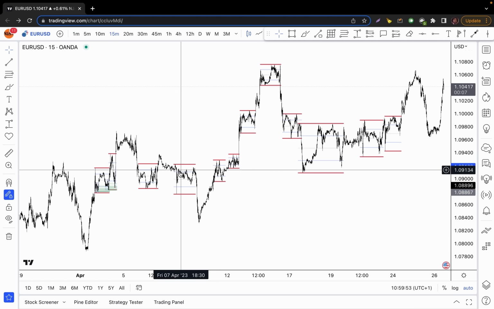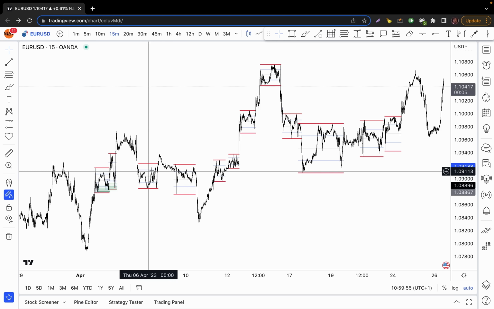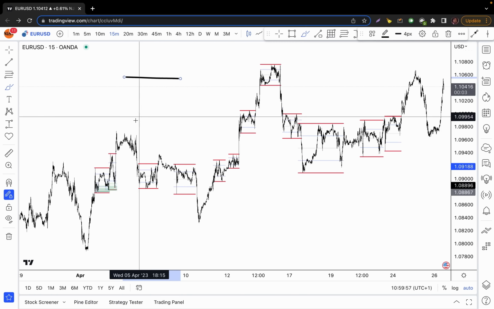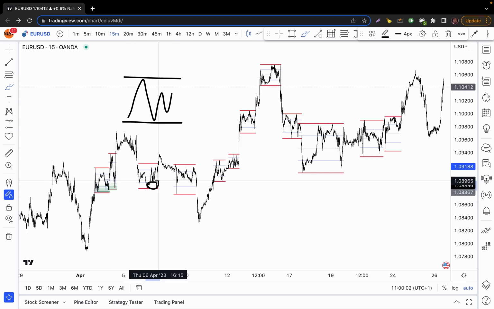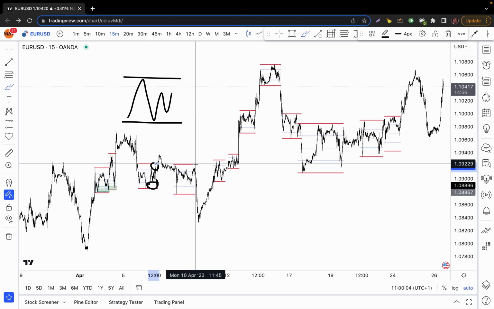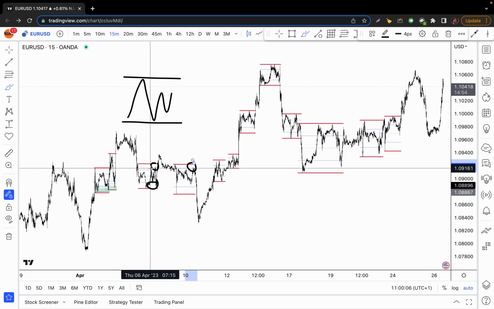So just zooming out now, all I've done is I've just drawn on all the sideways ranges when price is contained between a high and a low here. So you can find buy low or sell high opportunities inside these ranges. Again, not all of them play out.